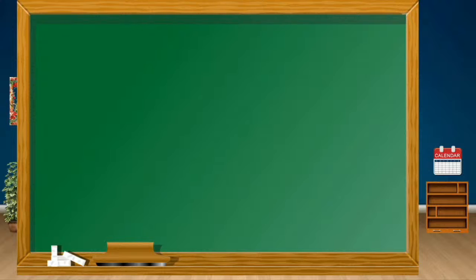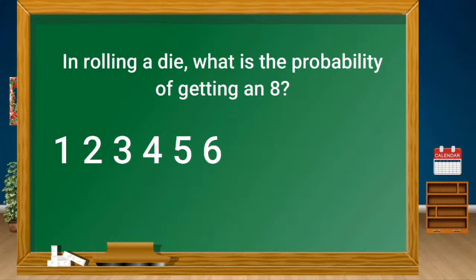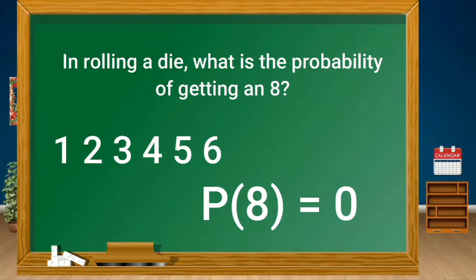Let's have another example. In rolling a die, what is the probability of getting an 8? Since the possible outcomes consist of 1, 2, 3, 4, 5, and 6, it is impossible to get an 8. So the probability of getting an 8 is equal to 0.